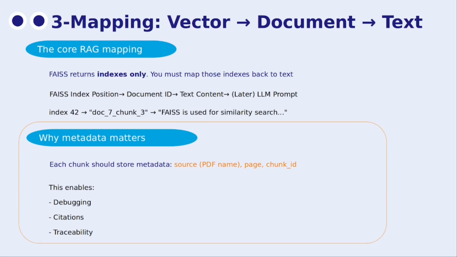Why does metadata matter? Each chunk should have metadata. Common metadata includes source, file name, page number, and chunk ID. Metadata helps you with debugging, citation, and traceability. Without metadata, RAG becomes a black box.